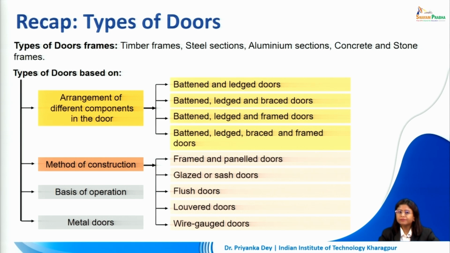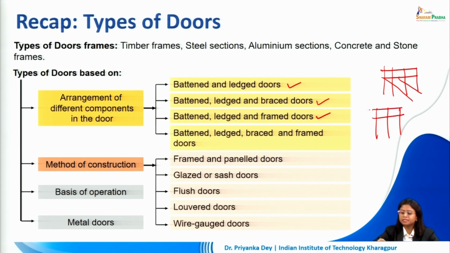holdfast. Now when we classify the doors on the basis of arrangement of the different components, they can either be batten and ledge doors. So battens are the vertical members, ledges are the horizontal ones. In case of the battened, ledged and braced door, we have the battens and ledges like before. We also have an inclined member or brace. In case of the battened, ledged and framed doors, we have battens, ledges, but this is fixed on a stile. And the last type, which is the battened, ledged, braced and framed, has all the components of the previous 3. So they have battens, ledges, braces as well as the stile.